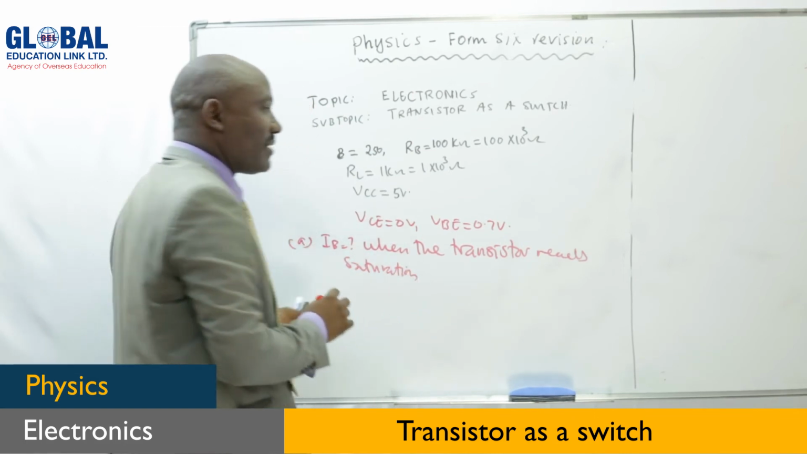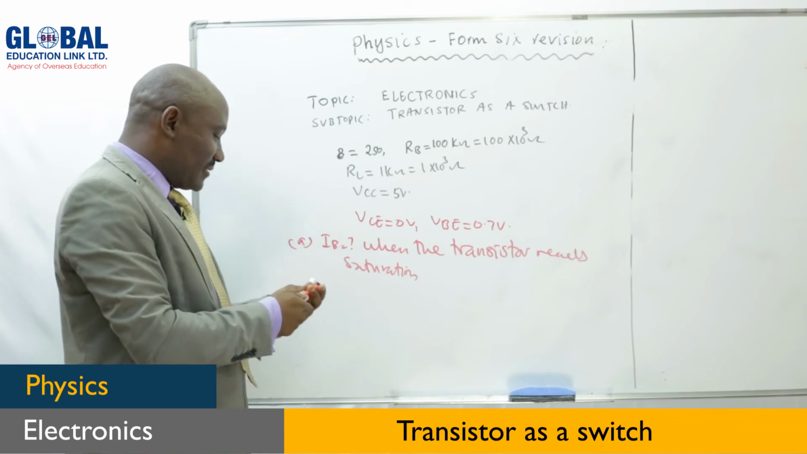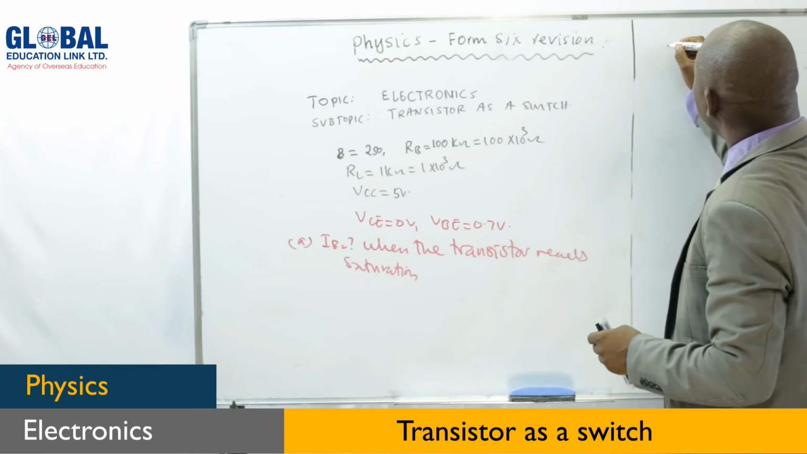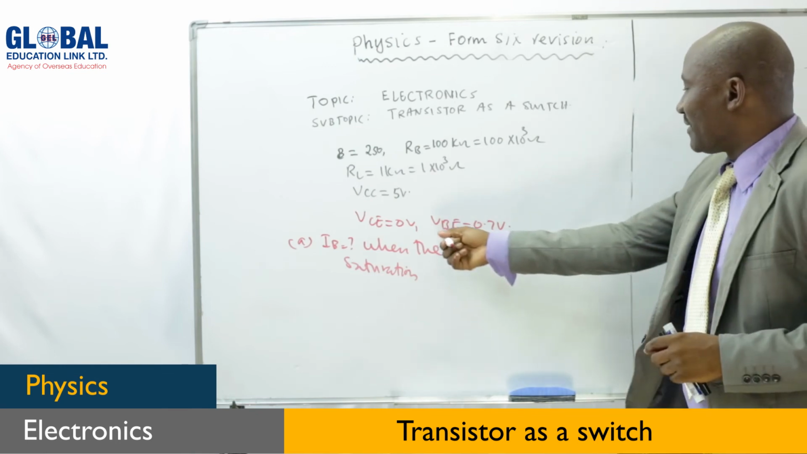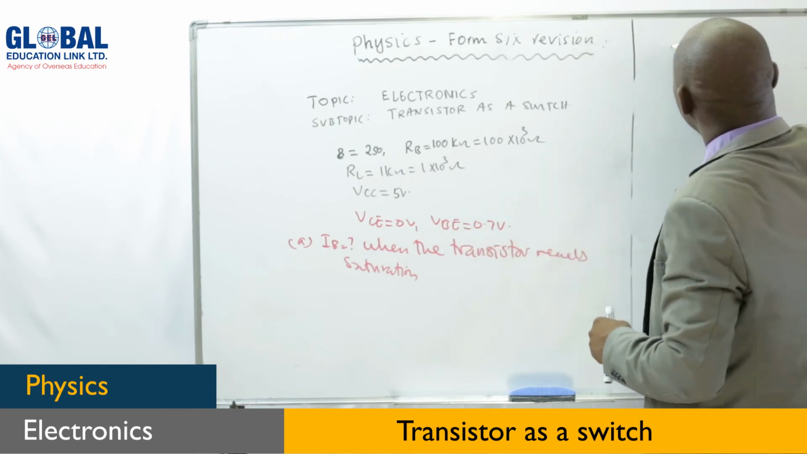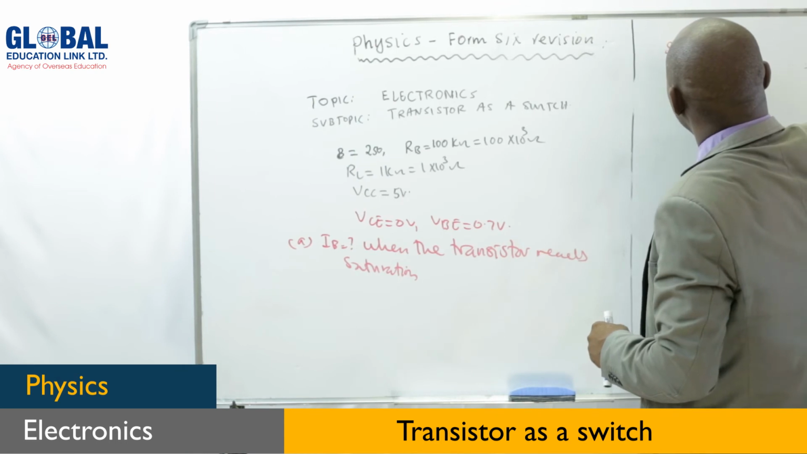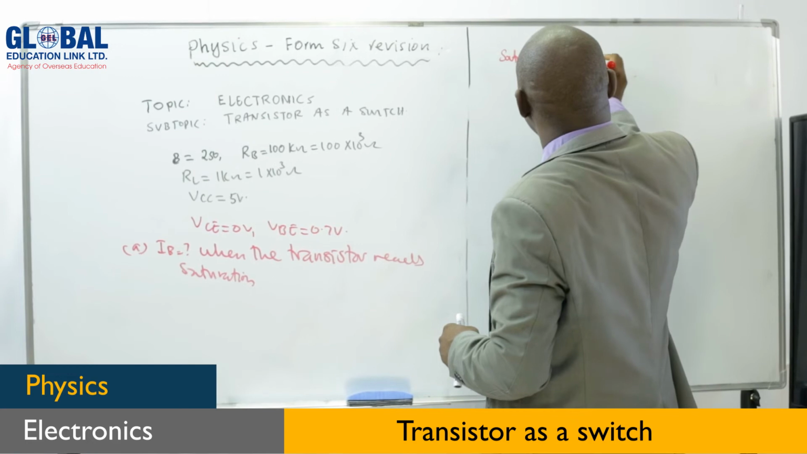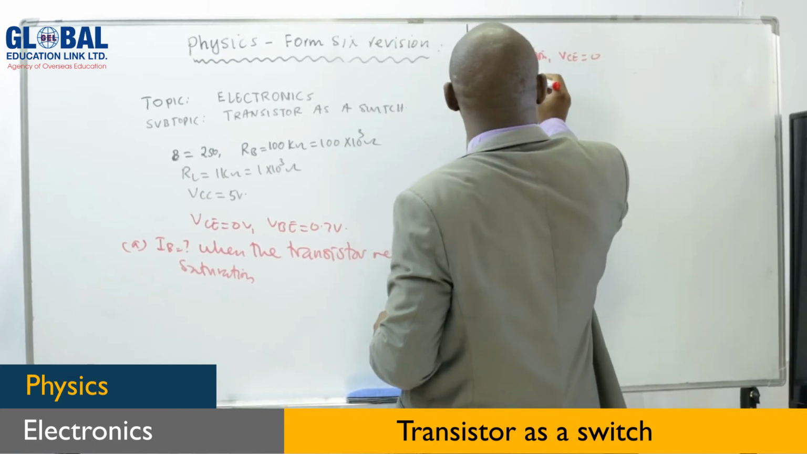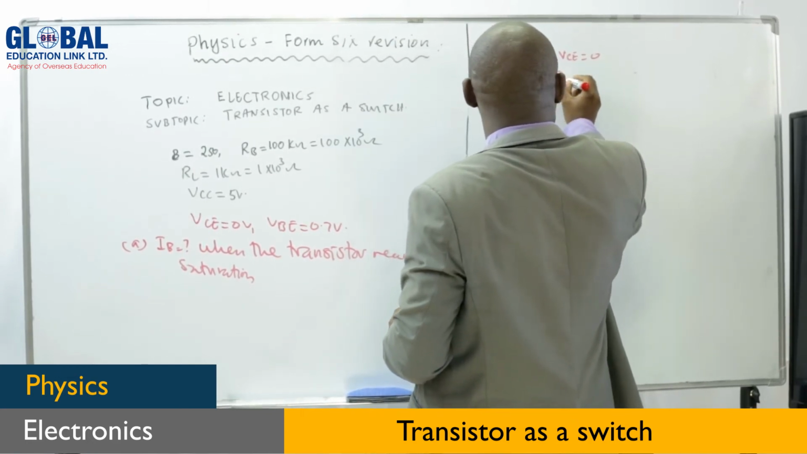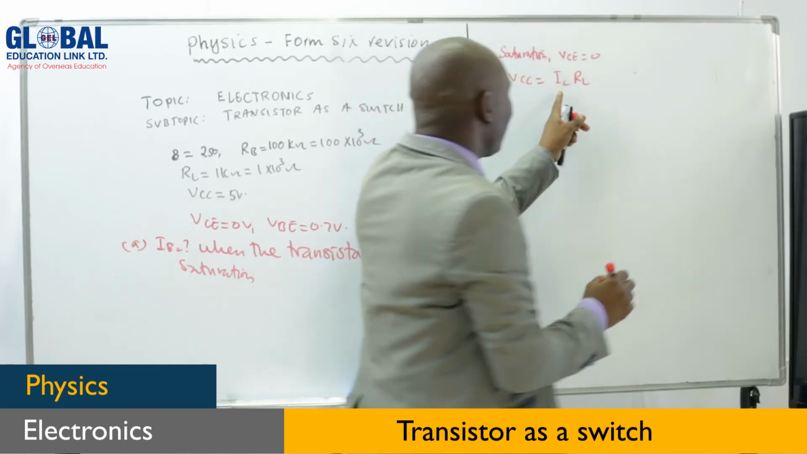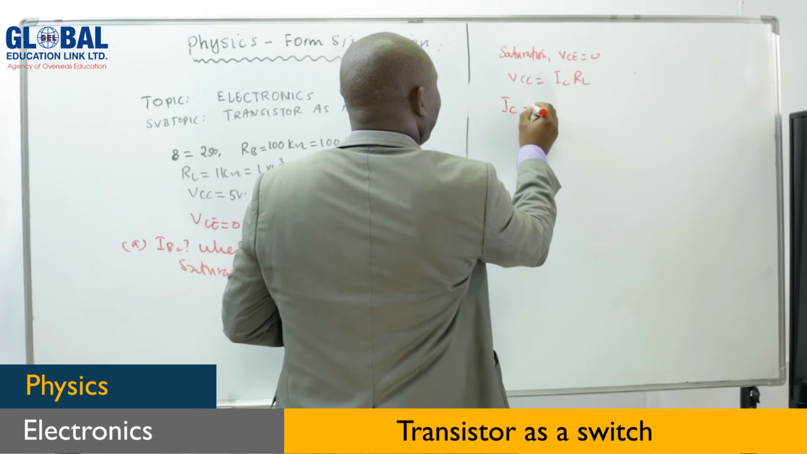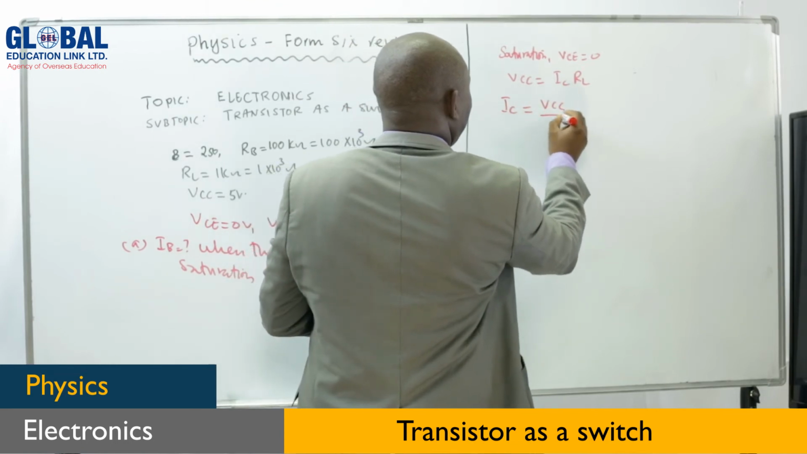You are told to find the minimum base current. How do we find that? We know when the transistor is saturated, the first thing to find is the collector current. From the information that we have, at saturation, we said VC is 0. Then most of the voltage across the resistance will be equal to the supply voltage. So you can find this is the maximum collector current, given by VCC over RL.